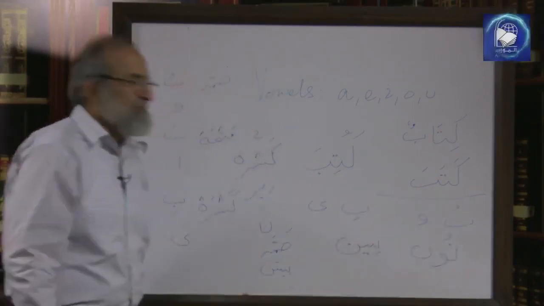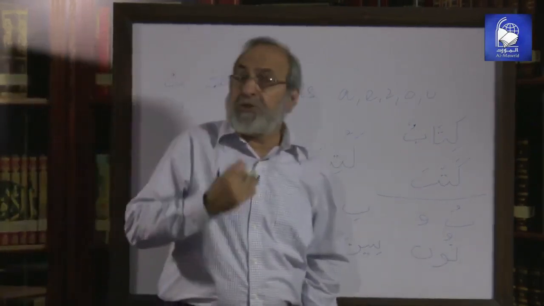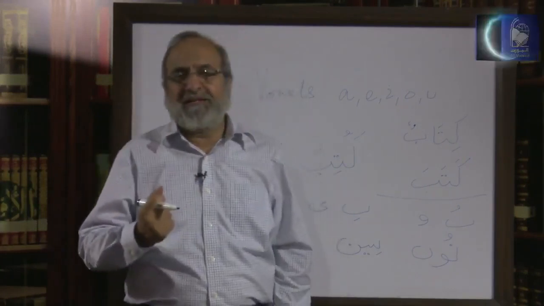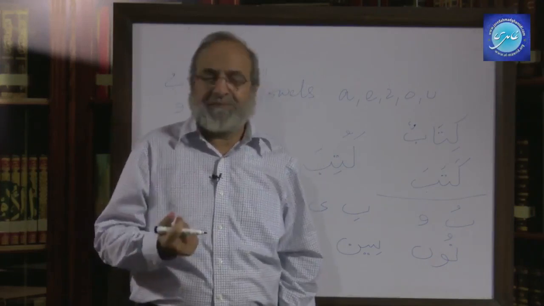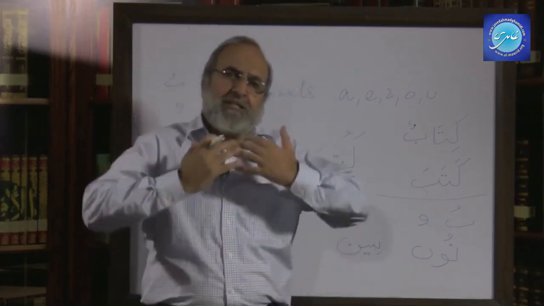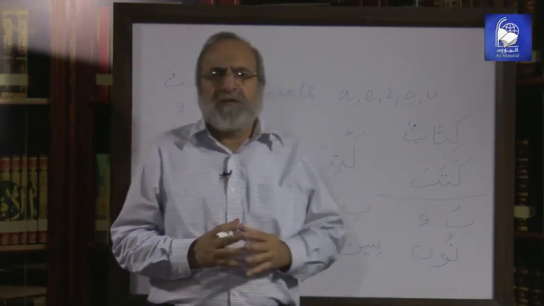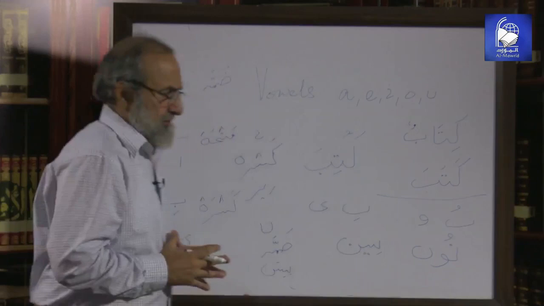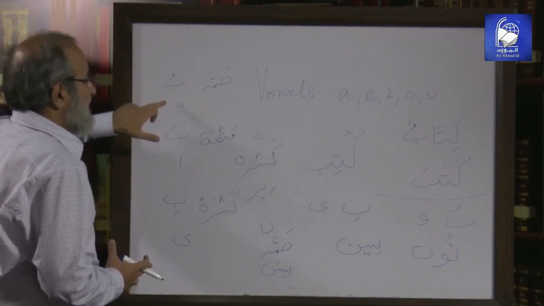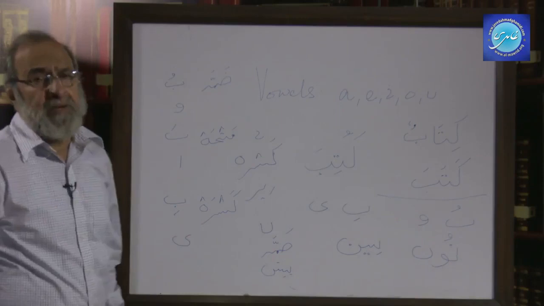So what I'm trying to say is that all these three vowels, that is dhamma, which is u, fatha, which is a, and kasra, which is i, have their own sounds, and these sounds get lengthened, extended, when they are immediately followed by the three letters which are their partner letters. Let's call them that way. Dhamma's partner is vav, fatha's partner is alif, kasra's partner is ya.